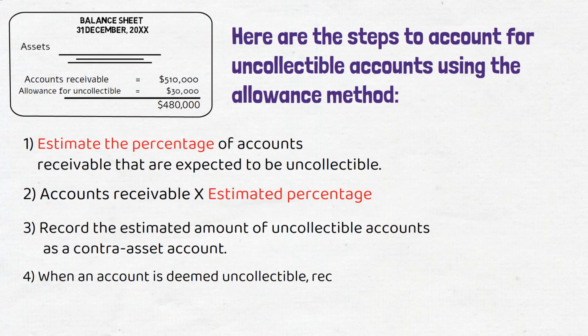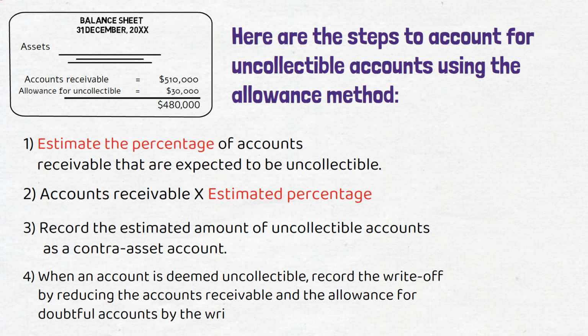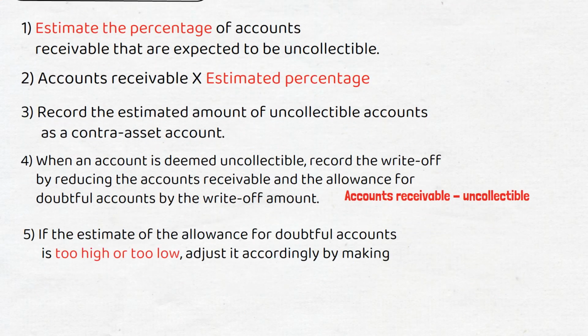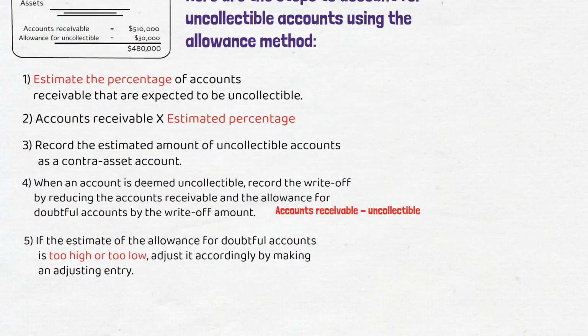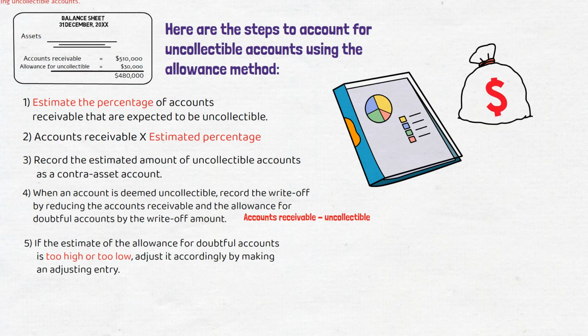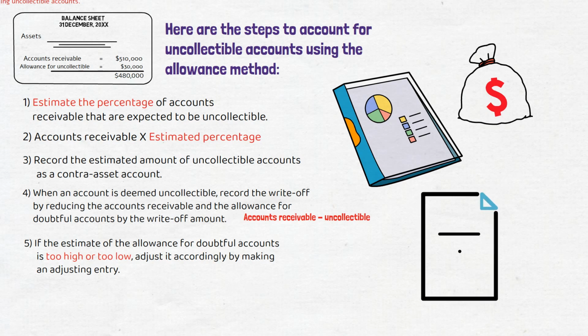4. When an account is deemed uncollectible, record the write-off by reducing the accounts receivable and the allowance for doubtful accounts by the write-off amount. 5. If the estimate of the allowance for doubtful accounts is too high or too low, adjust it accordingly by making an adjusting entry. 6. The allowance method ensures that a company's financial statements reflect a realistic estimate of the collectibility of accounts receivable. By estimating and recording uncollectible accounts, a company can more accurately report its financial position and performance to stakeholders.